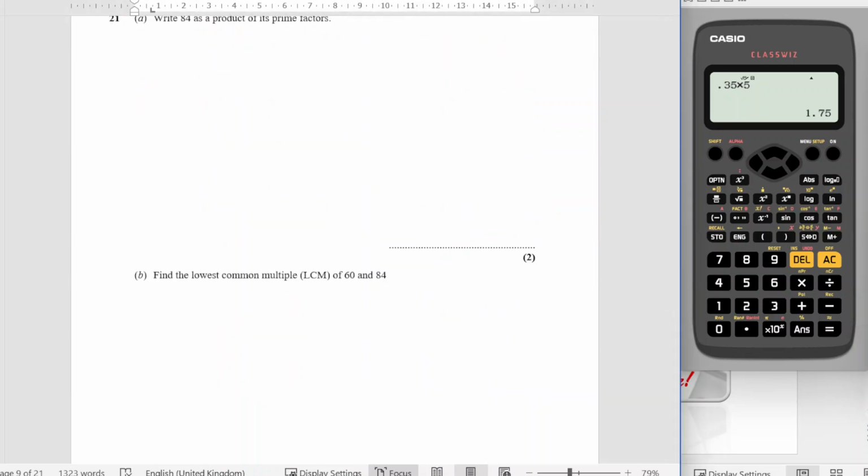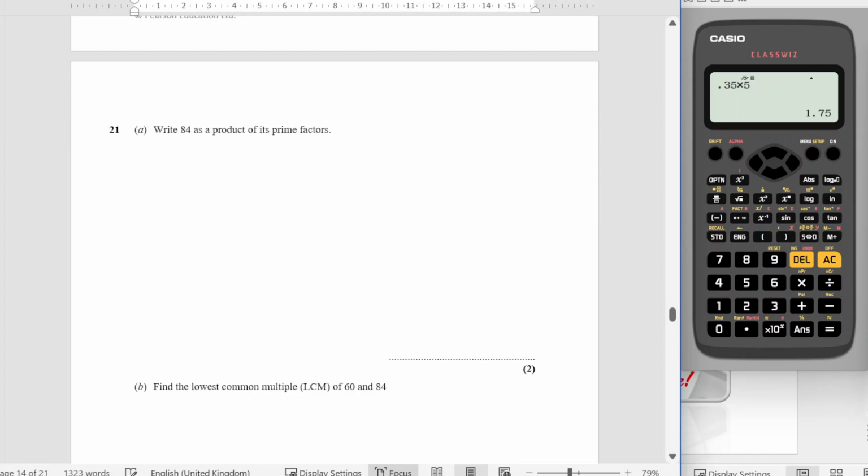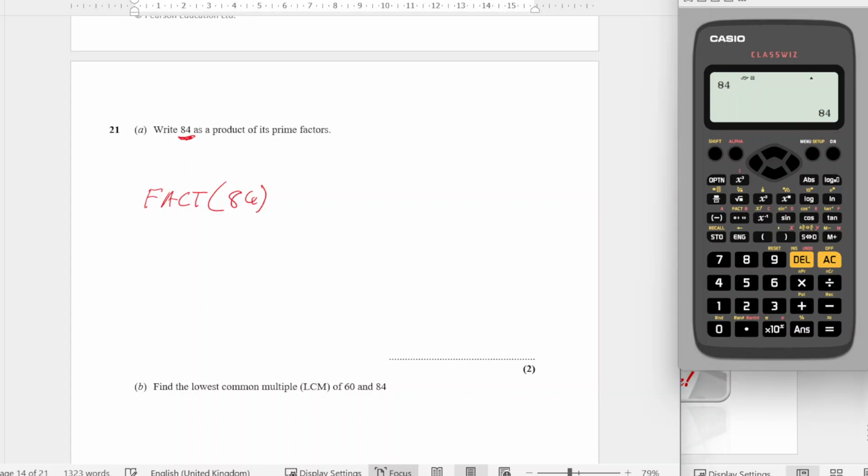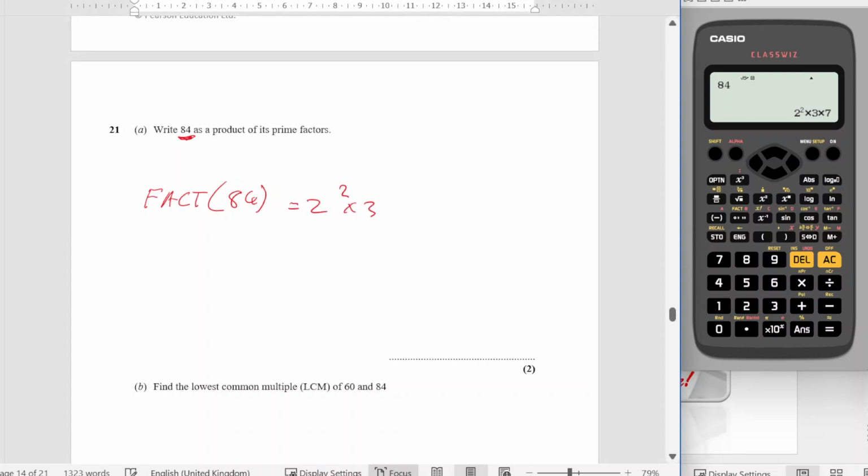Okay, and question 20, write 84 as a product of its prime factors. You can use your calculator to do this. So I'm just going to type in 84, then shift fact. Oh, it did work, I just wasn't looking in the right place. So it is 2 squared times by 3 times by 7. Nothing wrong with doing a factor tree for that. It's just a bit of a shortcut on your calculator.